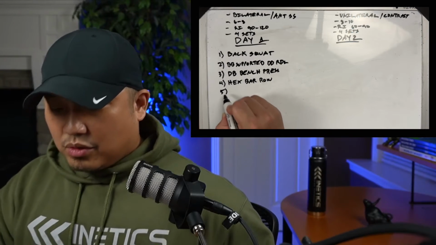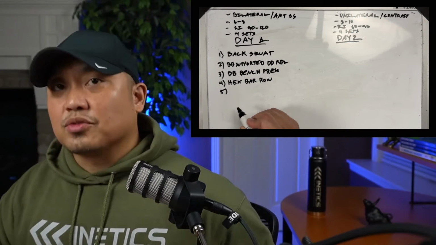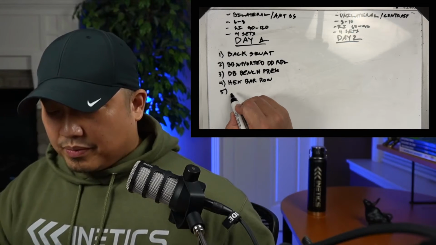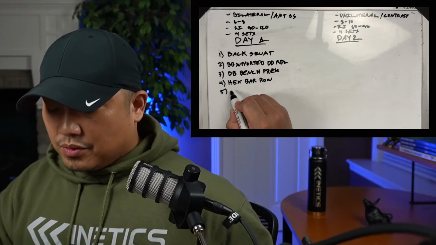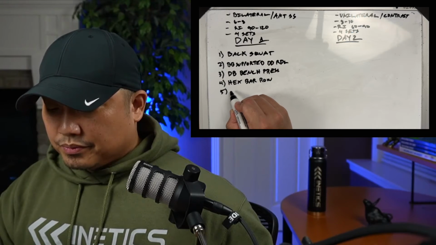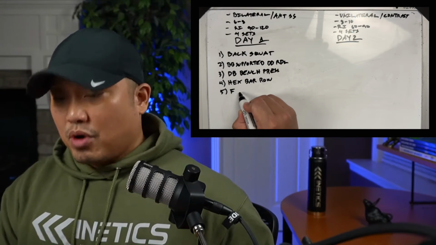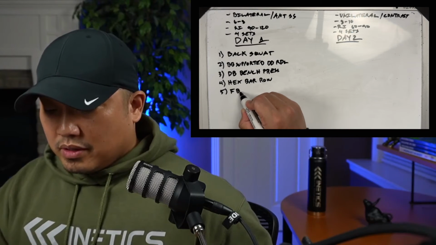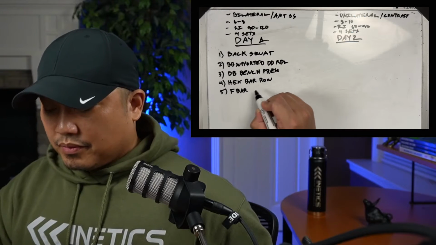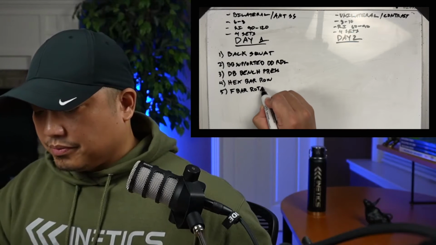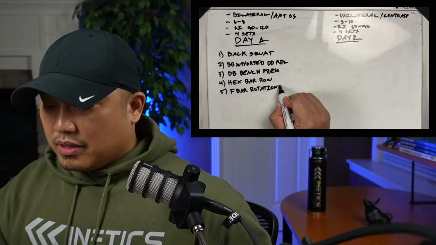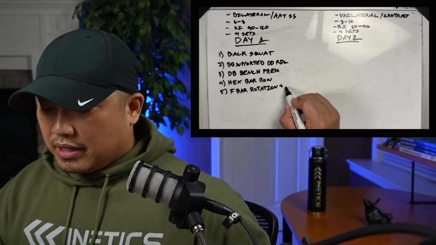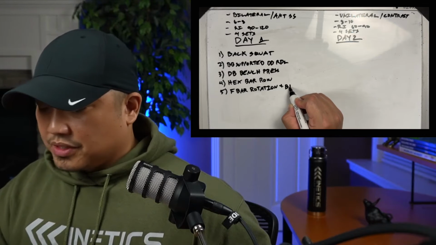Now we need to work on accessory work and trunk. I'm a huge fan of rotational movements, so let's do a fat bar rotation, and add a biceps curl to that.